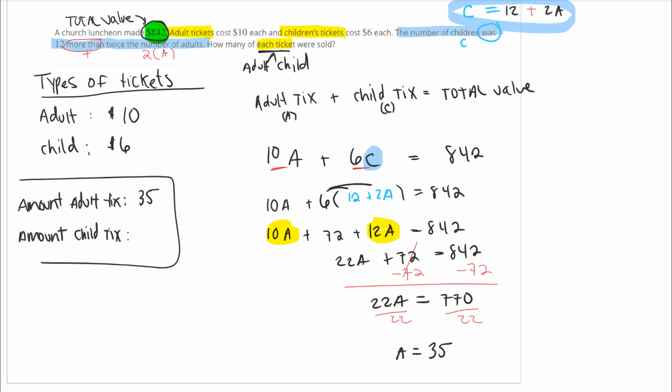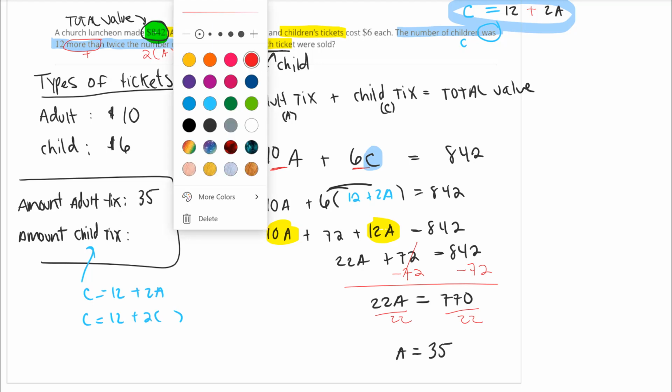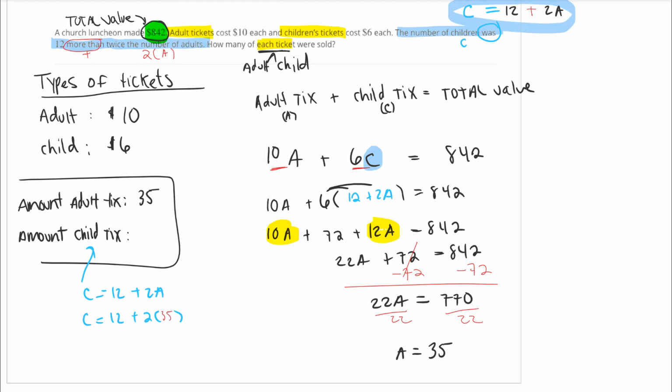Well, we already have our equation. Remember, our equation that we had was C is equal to 12 plus 2A. And we already found the amount of the adult tickets. That was 35. So then your C value is going to equal 82. So you have 82 children tickets.